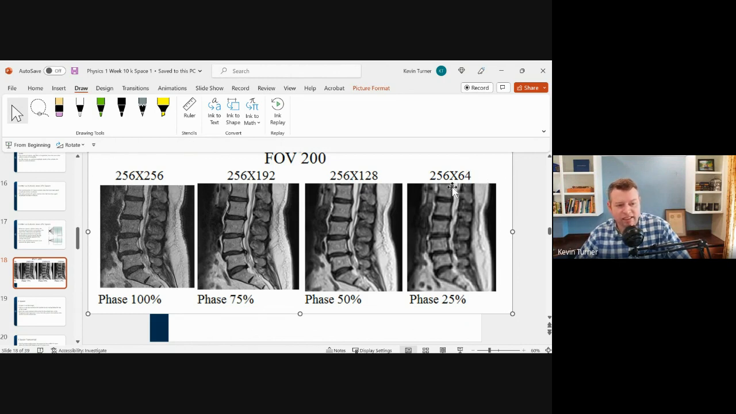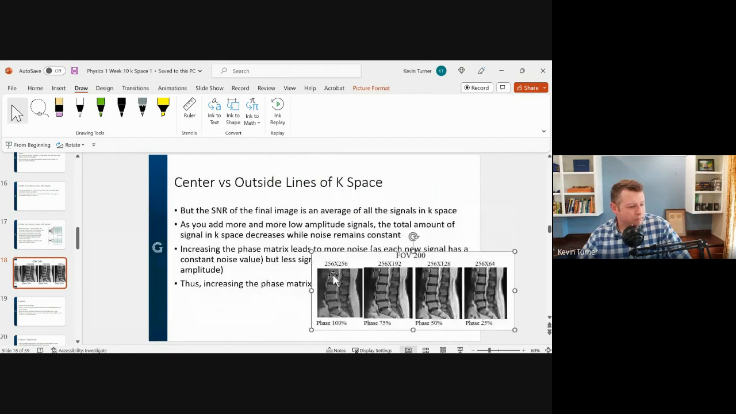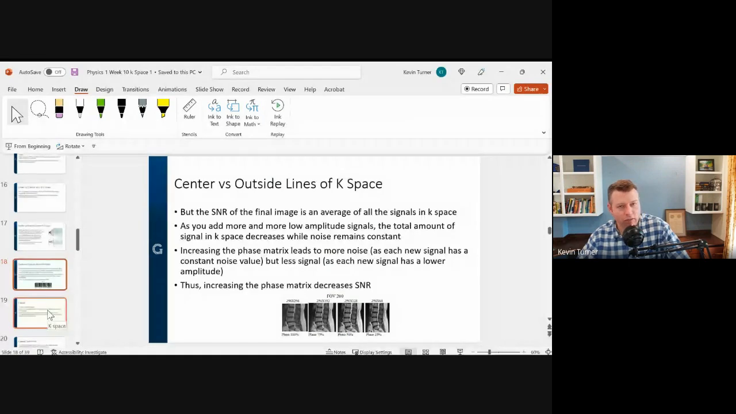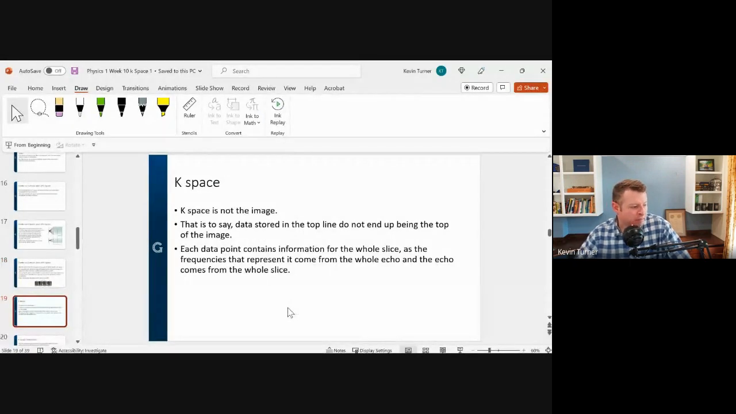Because here we're only collecting 64 echoes and putting them all in the middle of K space. Here, we're now doubling it, collecting twice as many echoes, which means that we collect the same 64 echoes, but we collect 64 weaker echoes as well, because we had to use stronger, steeper phase encoding to make lower amplitude echoes. And then here, once again, we increase it and increase it again. I'm sorry, as the phase matrix goes up, it decreases SNR, because we're generating weaker and weaker echoes. Okay.